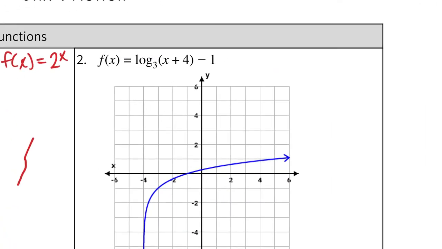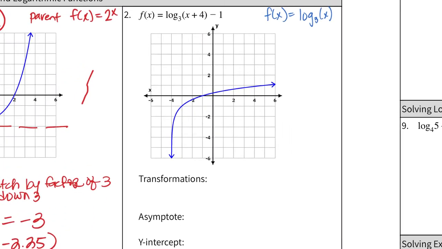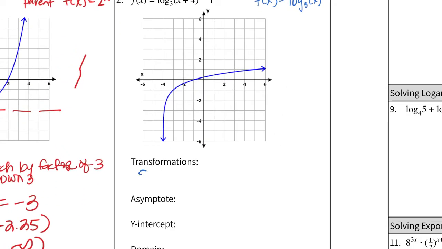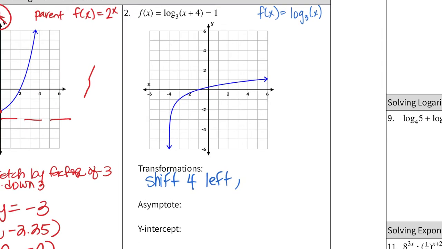So here, this logarithmic function, the parent function would be just log base 3 of x. So anything extra is going to be a transformation. So in this case, we have 2 things, that plus 4 and the minus 1. Plus 4 is inside parentheses. That means that it is a shift 4, and it's plus, so it's going to go to the left. And then the minus 1 is shift 1 down.